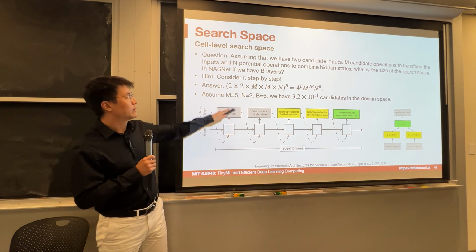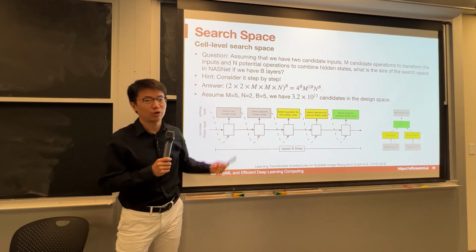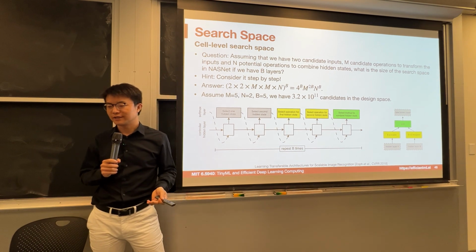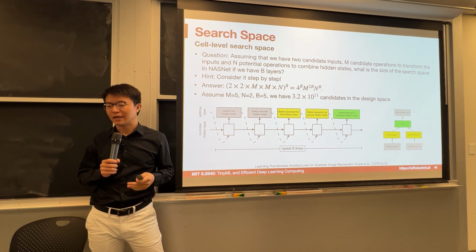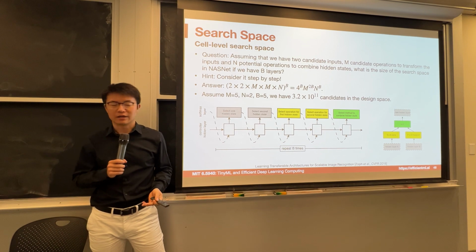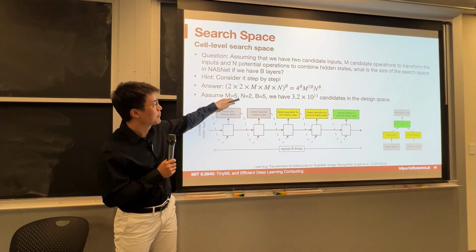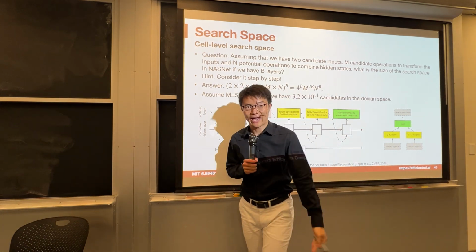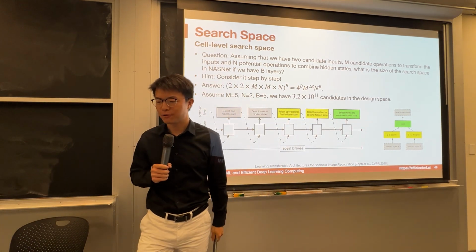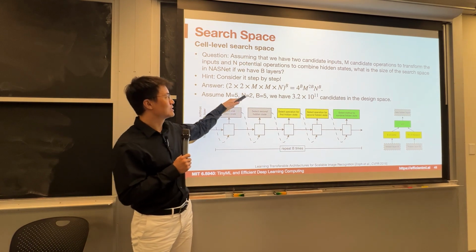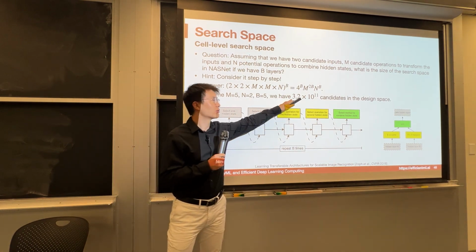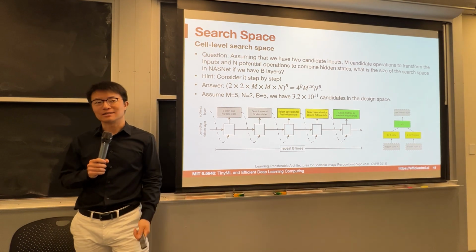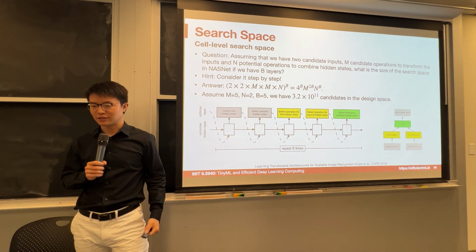And assume M equal to 5. Say you have 3 by 3 convolution, 5 by 5 convolution, average pooling, identity layer, etc. You have 5 such choices. N equal to 2, you can do either the element-wise add, or you can do the concatenation. These are very realistic examples. And we have 10 to the power of 11 candidates in the search space. That's pretty big.